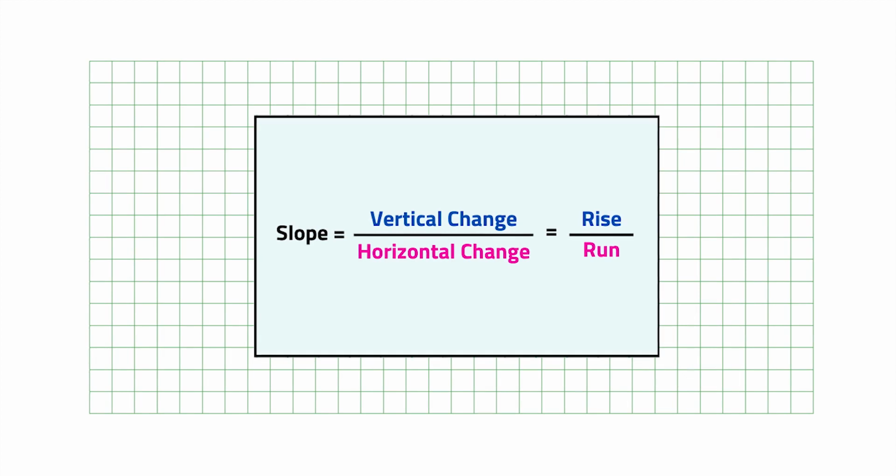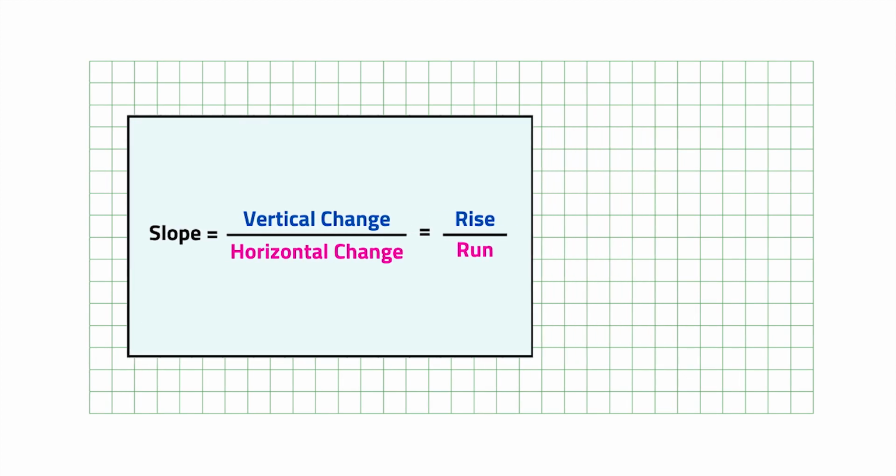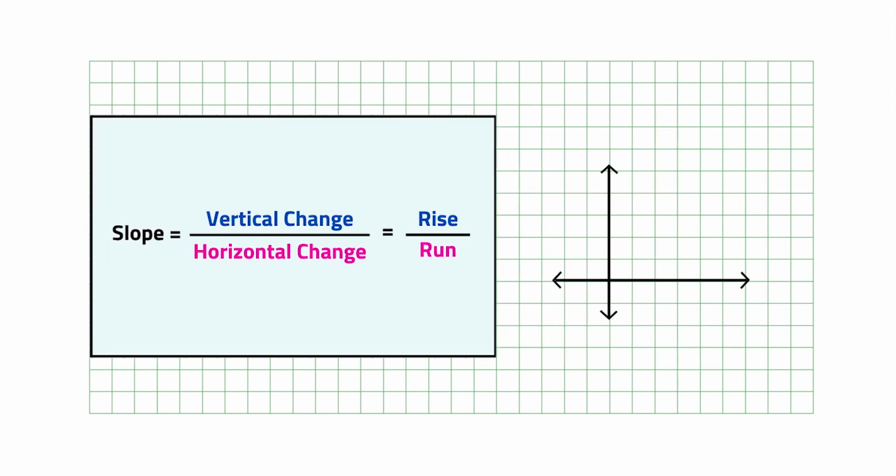Given the slope-intercept form of the line, we can find what the slope is. A slope or gradient is a measure of the steepness of a line. It is the ratio of its rise to the run.